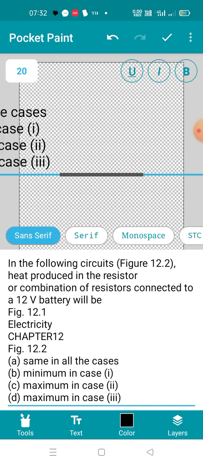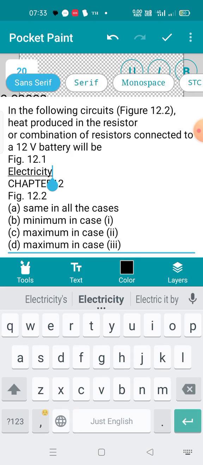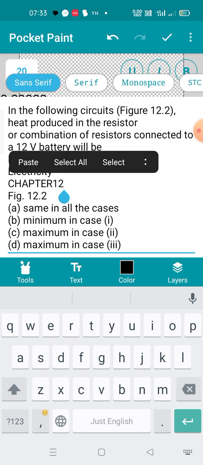So here they want us to know what is the heat produced in the resistor or combination of resistors connected to a 12-volt battery. In all the three circuits there is a 12-volt battery, and in the first circuit there is a single resistor. In the remaining two circuits there are two resistors connected, in one in series and another one in parallel. We'll see that.